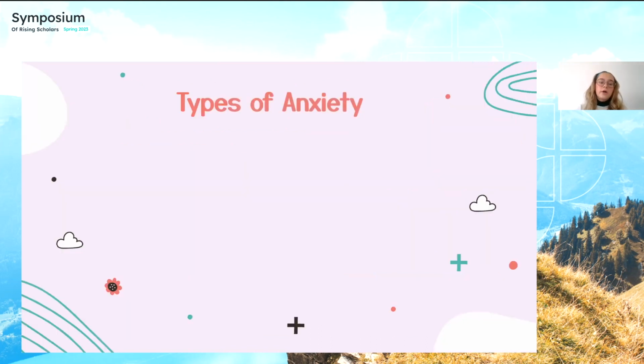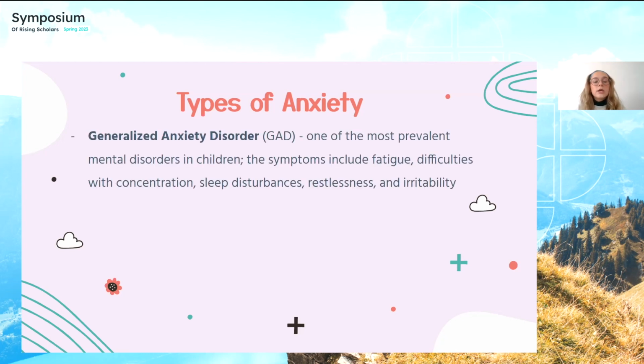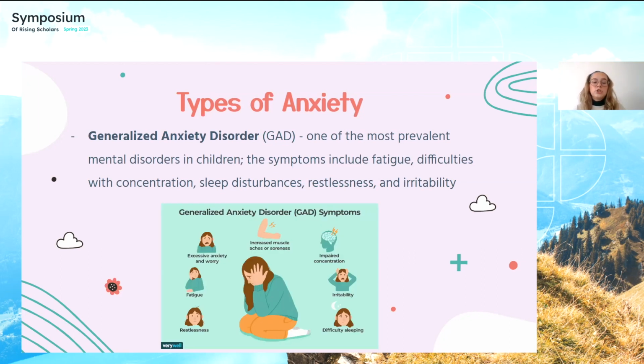So there are many different types of anxiety, but for the purpose of my research, I decided to focus on 3 main ones. The first one is GAD. So this is one of the most prevalent mental disorders in children, and some of the symptoms include fatigue, difficulties with concentration, sleep disturbances, restlessness, and irritability. And these symptoms can actually lead to problems such as high sensitivity to criticism, self-doubt, and the need for reassurance.